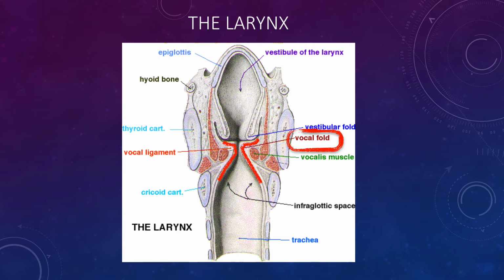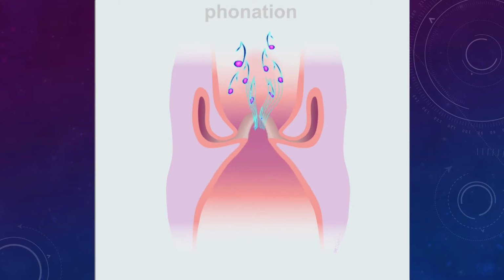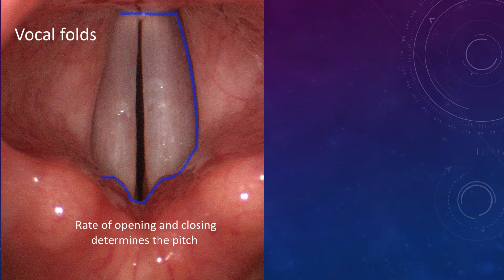Here's how they work. The vocal folds are closed tightly so that no air can escape. Pressure from the lungs builds up and causes the vocal folds to open. As the air passes through, they close again. The rate of vocal fold opening and closing determines the pitch of the voice.